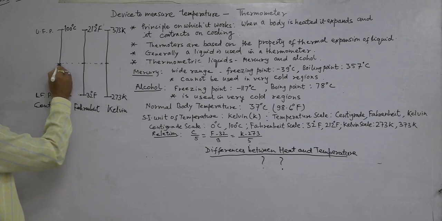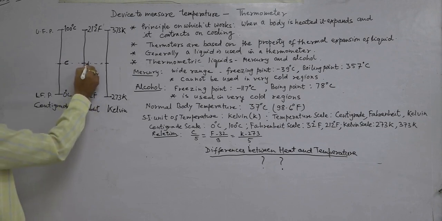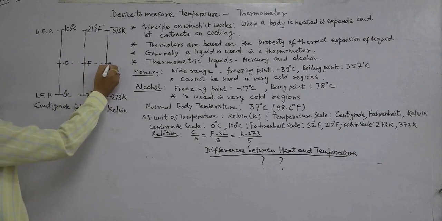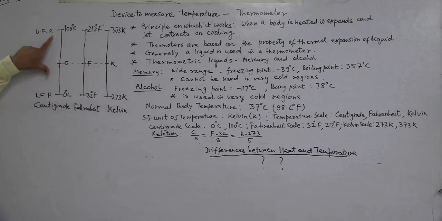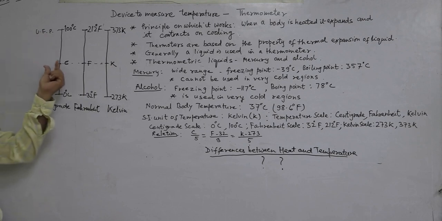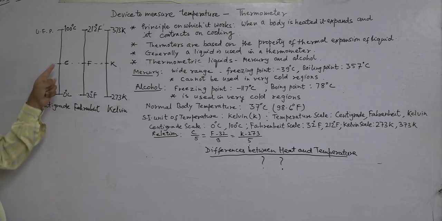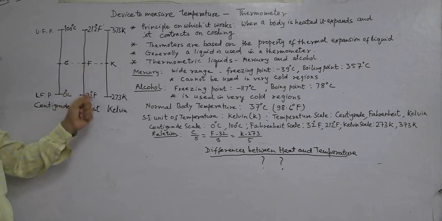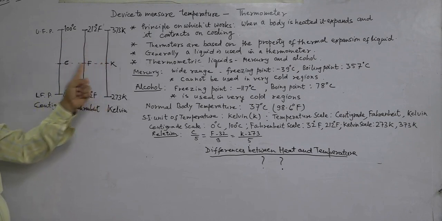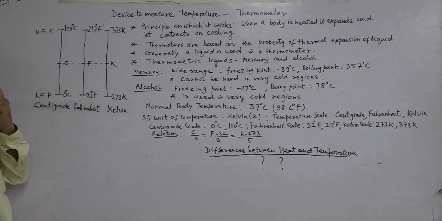So here it is your degree centigrade, suppose C. Here the reading is Fahrenheit, F. Here the reading is in Kelvin, I have written K. Because this is the centigrade scale, we get degree centigrade. I have written the value of the temperature as C in this scale, F in this scale, and K in this scale. They are at the same height I have taken.